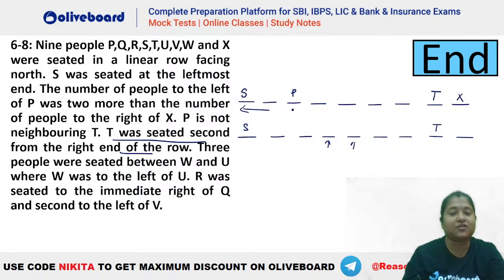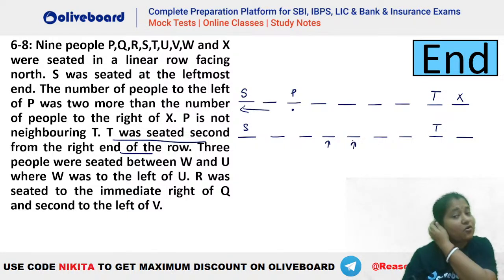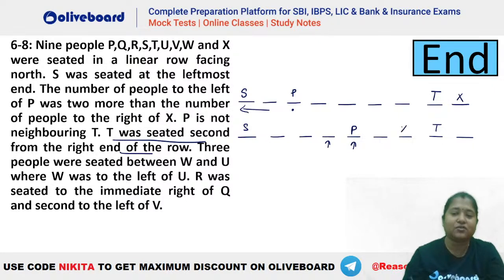Let's say if we take your P at this position, so we have 4 persons towards his left. So if we have 4 persons towards his left, that means we should have 2 persons towards the right of X, and that's a possibility. Let's say P here and your X here. Okay, that's again possible. After that, let's see any other possibility.